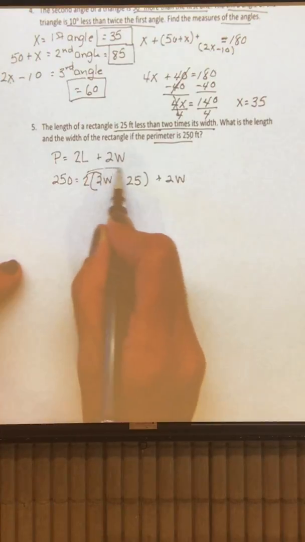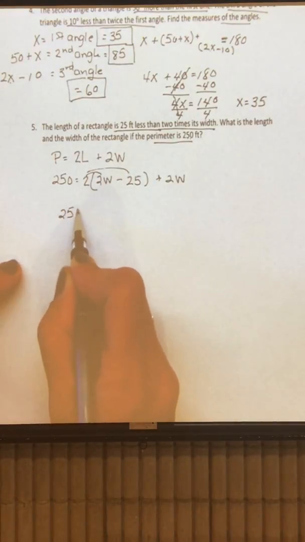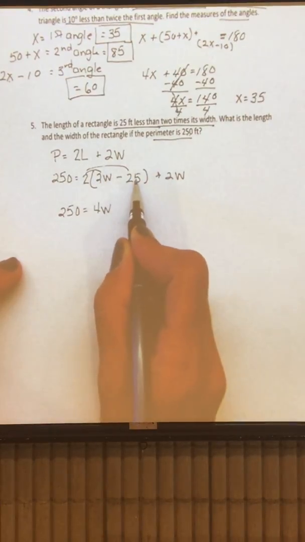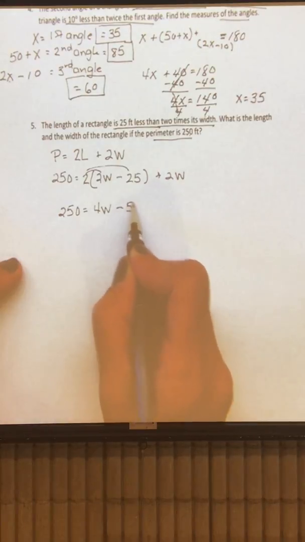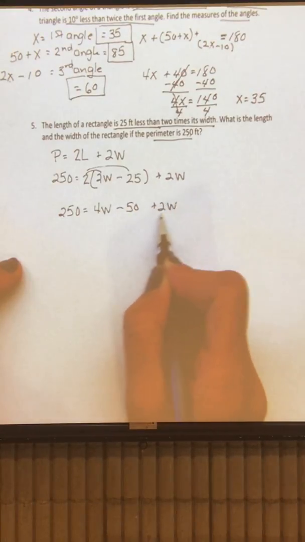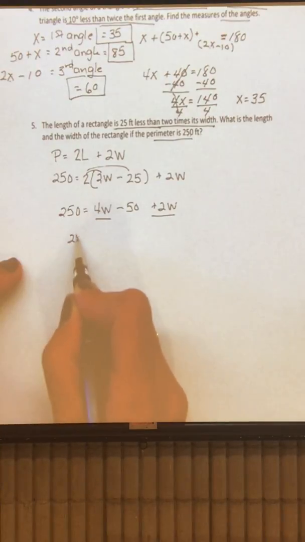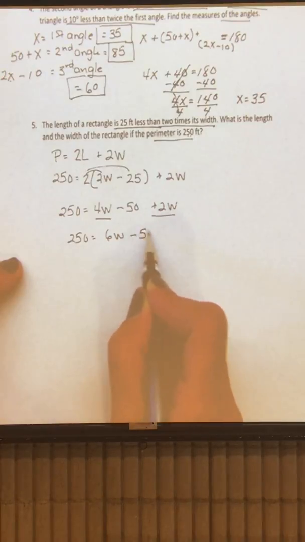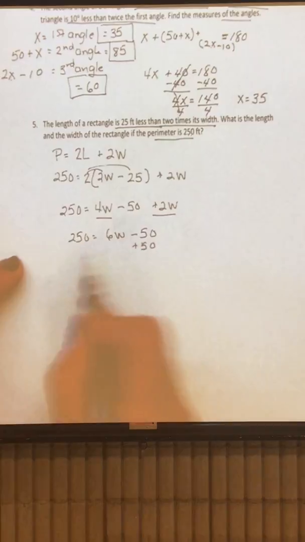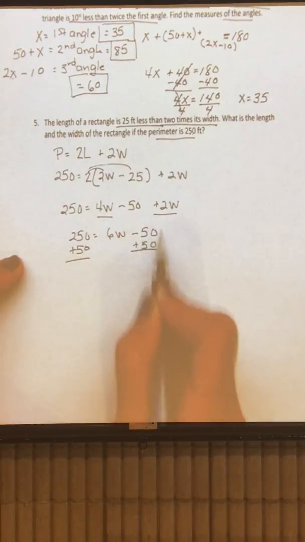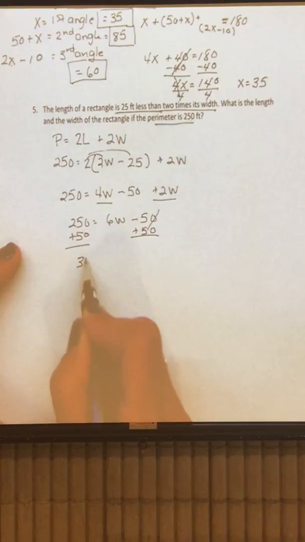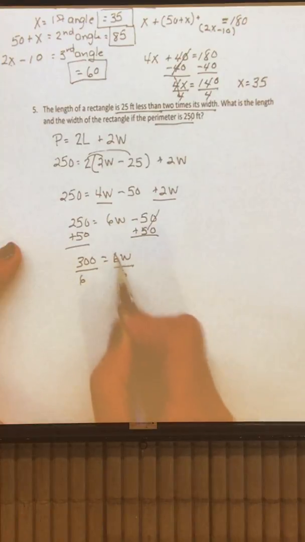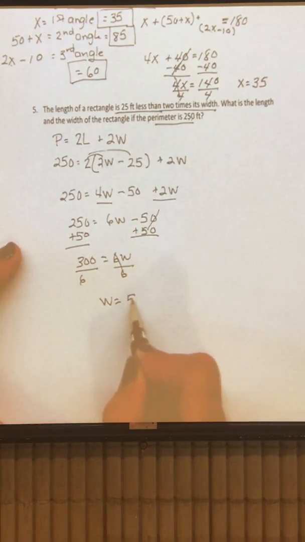We distribute. 250 is equal to 2 times 2w is 4w. 2 times negative 25 is negative 50, plus 2w. We combine like terms. 250 is equal to 6w minus 50. Add 50 to both sides. 250 plus 50 is 300, is equal to 6w. Divide that by 6. We know the width is equal to 50 feet.